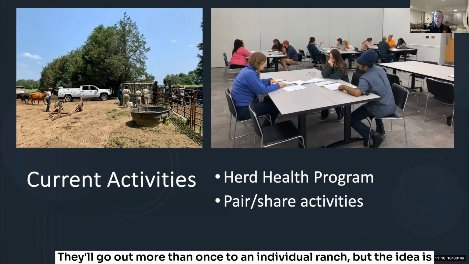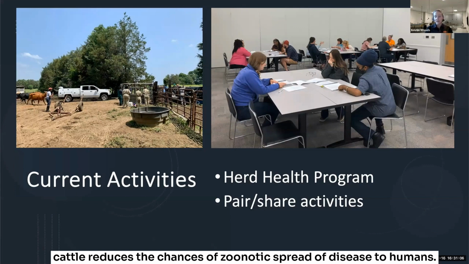They'll go out more than once to an individual ranch, but the idea is that over time, the rancher is able to implement the care by themselves. The program has made a tremendous impact to empower limited resource ranchers in the Black Belt to improve profitability. I also think it's important from a systems approach because healthy cattle reduces the chances of zoonotic spread of disease to humans.